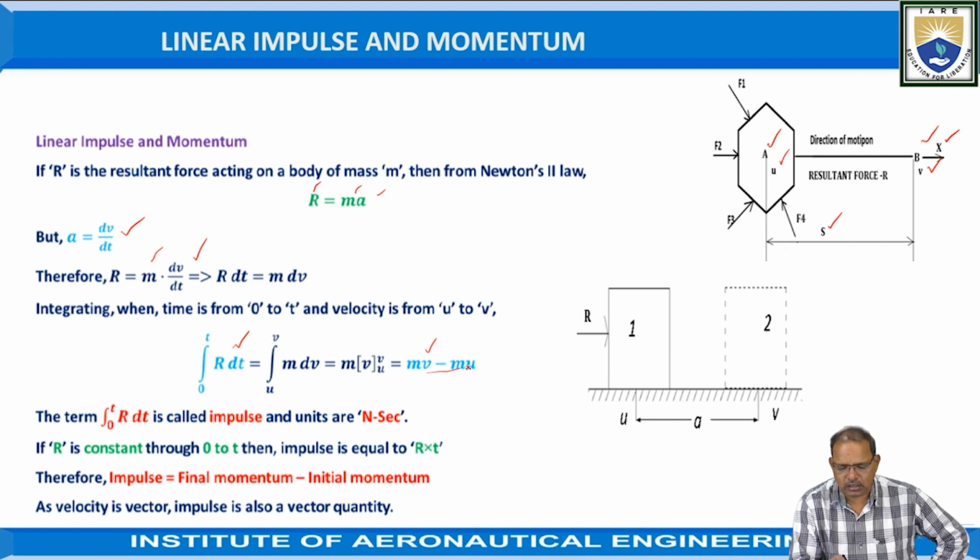Here, M, the product of mass and velocity, is called the momentum. So, MV minus MU is called the change in momentum. That is, R into dt is equal to change in momentum, where R dt is called the impulse, that is the product of force and time. Hence, the units are Newton-seconds.